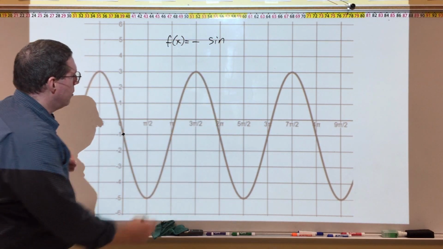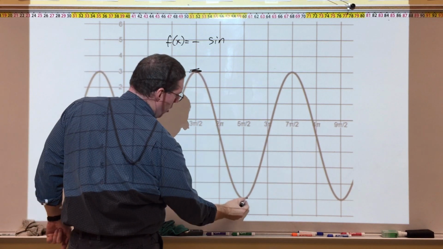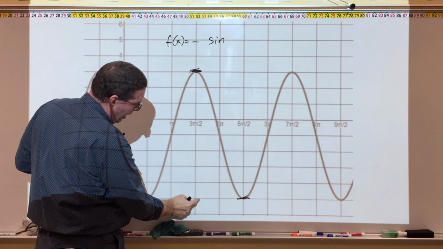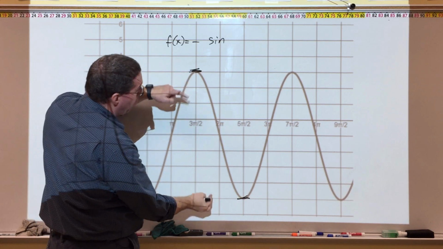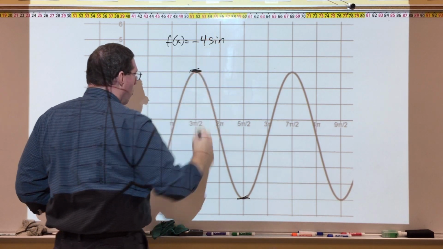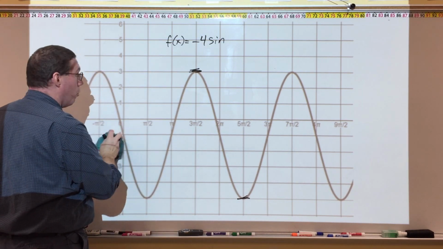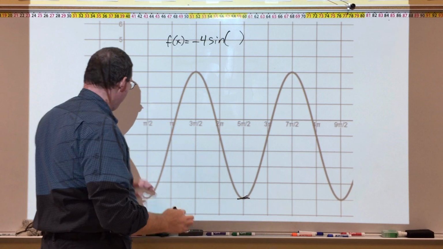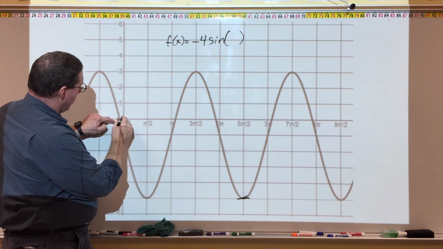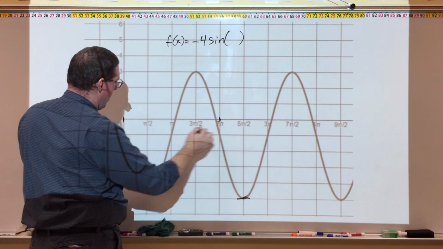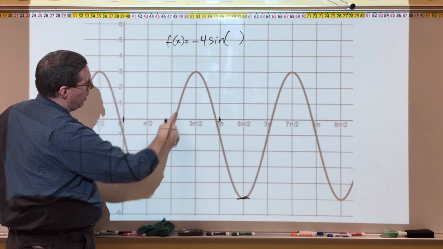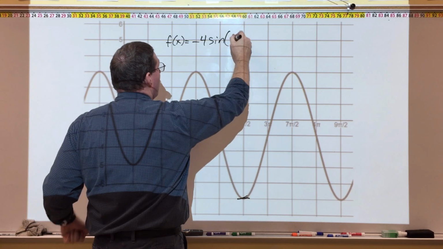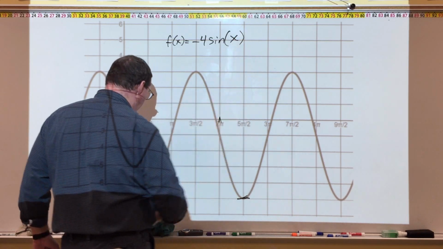Let's find out what the amplitude is. High point, low point. Count the difference. 1, 2, 3, 4, 5, 6, 7, 8. Half of 8 is 4. Therefore, the amplitude is 4. So this is negative 4 sine of, let's find out what the frequency is. Going from 0 up to 2 pi, we're going to go down, up, down. That's one full curve. So that means the frequency is 1. So we'll just put an x.